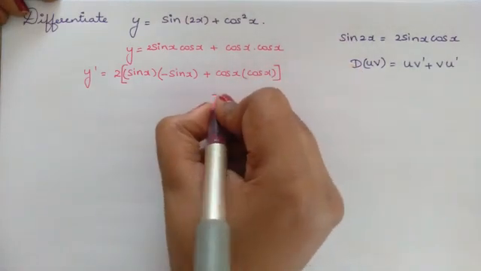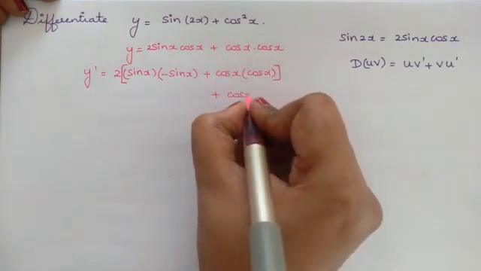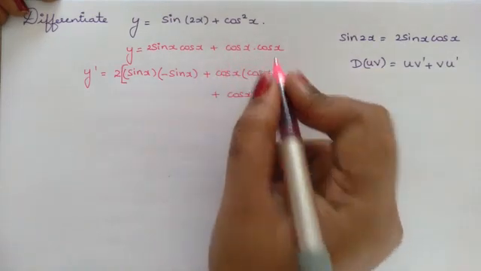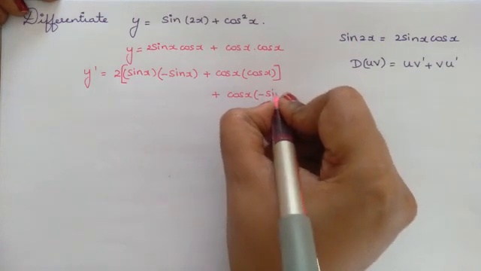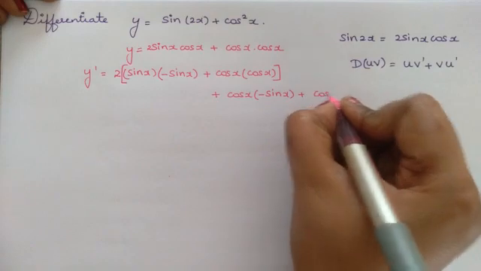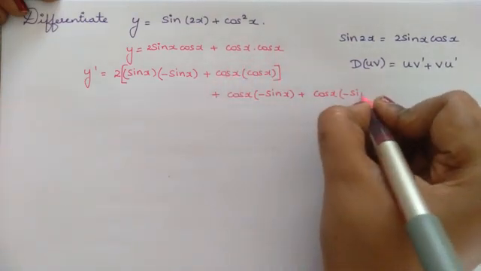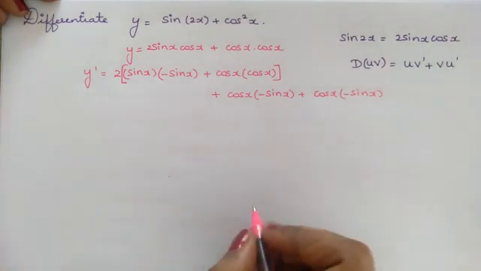Now the next work, have the first cos x term as it is, differentiate the next cos x term, minus sin x. Same way, have the second cos x term as it is now, differentiate the first cos x term, minus sin x. Hope you understood.